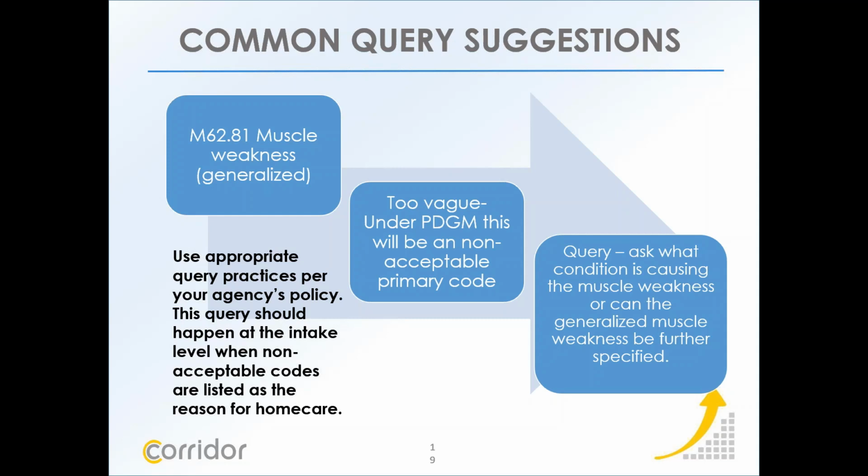So in this case, we have muscle weakness, M62.81. PDGM says that's too vague. We're not going to accept that as a primary code, so we need to query. We're going to ask what the condition is that's causing the muscle weakness, or can the generalized muscle weakness be further specified, like we talked about before, as muscle atrophy or muscle spasm. Something to get a little bit more specific than just generalized muscle weakness. Next slide, please.